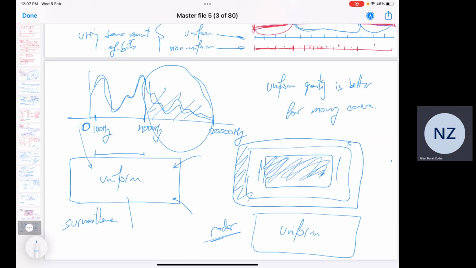So again, uniform is not better than non-uniform. Non-uniform is not better than uniform. It is based on what the application is, what the requirements are, what the constraints are. Maybe there is no constraint on the data rate. You can download infinity, I don't know. So based on that, you have to decide what is better, uniform, non-uniform, and so on. Clear? And this is always your role as an engineer. Yes, go ahead.